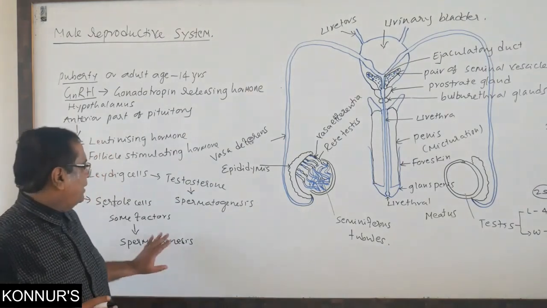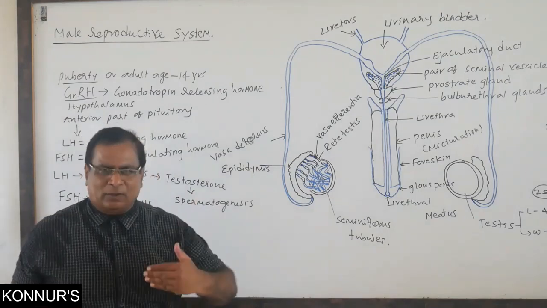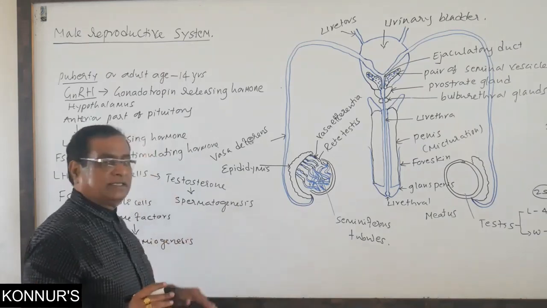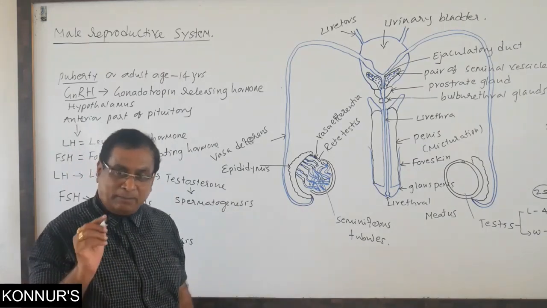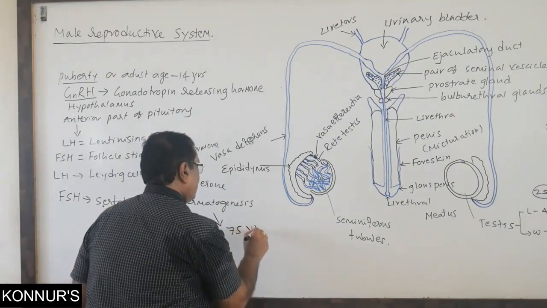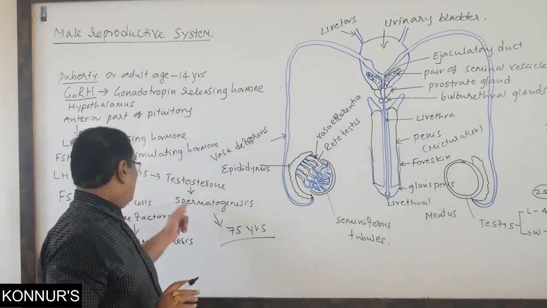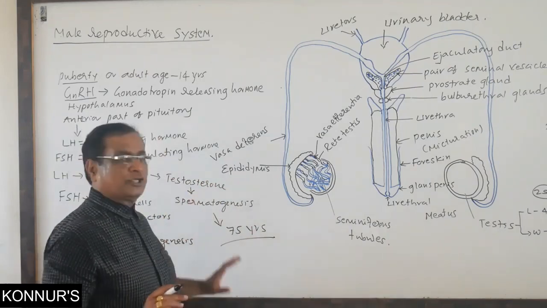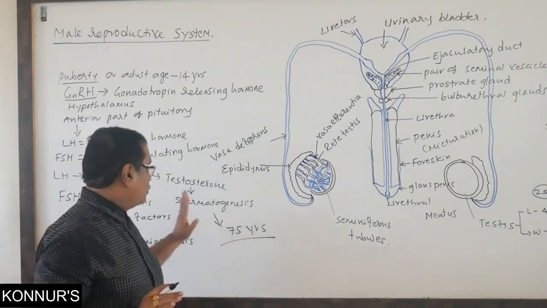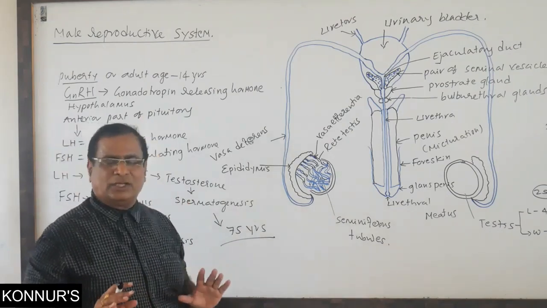Once testosterone is produced at puberty, spermatogenesis starts. Spermatogenesis can take place in males even up to old age, up to 75 years. Up to 75 years, sperm production will be there in human males. Their sexual life starts when they reach puberty age.